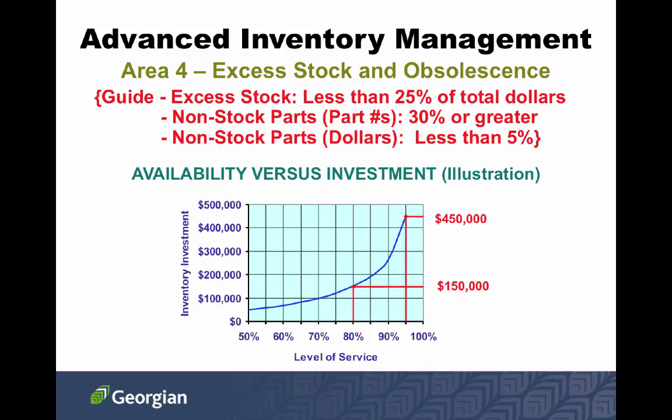It tells me what my potential demand is on inventory. It helps me balance supply and demand, and tells me when I should be phasing in parts. So the higher the better, 30% or greater on the number of part numbers that are coded as non-stock.